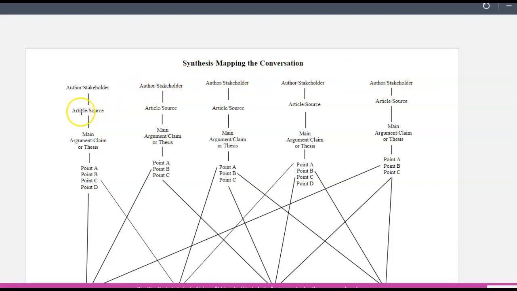Then right below, you're going to write the article or source. Is it peer-reviewed? Is it a website article? What is it? What type of source is it? Then down below, you are going to write their main argument, their thesis, their main claim. What is the main thing that they are talking about? What is the main thing they're trying to persuade their audience to believe?